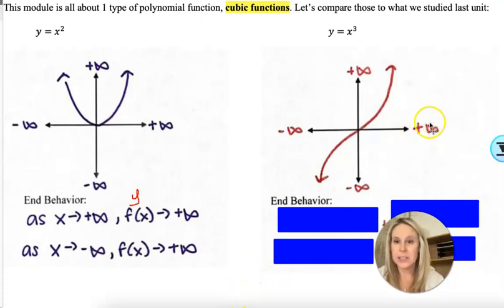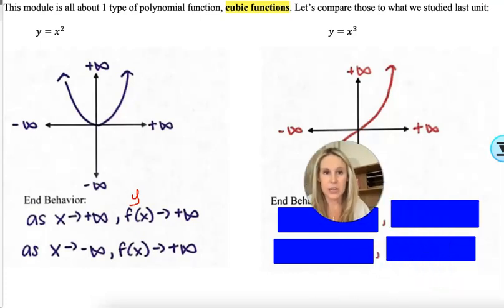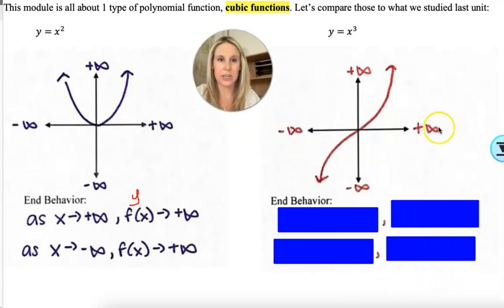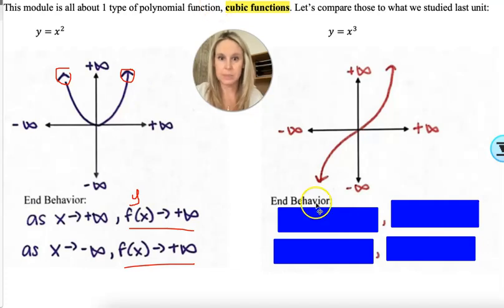So again, you've got your positive infinity to the right, positive infinity to the top, negative infinity to the left, and negative infinity to the bottom. So let's talk about this end behavior. It's going to be a little bit different. Our f of x values were always the same for a quadratic because our arrows were pointing the same direction. For cubics, they are not going to be the same answer because they're pointing different directions.